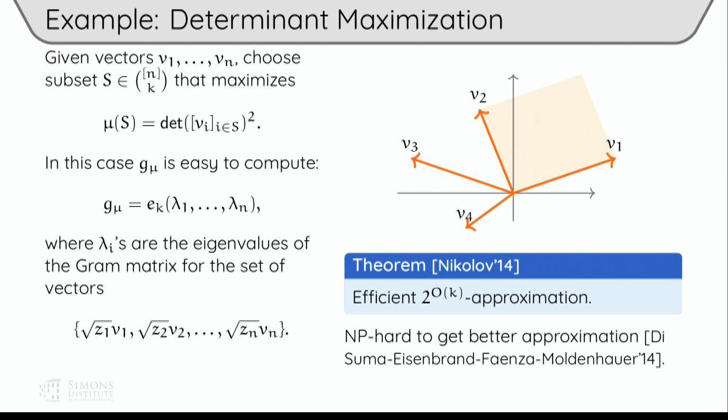This was done by Nikolov in 2014. He showed that we can find a subset of size k that maximizes this determinant up to a factor of 2 to the k. This is also known to be the best approximation possible, assuming complexity theory assumptions. You might think that this is a terrible approximation factor, but you should think of the determinant as a degree k function, and so this is the right sort of approximation. Any questions so far? Feel free to interrupt at any point. What I'm going to show you next is a generalization of this to arbitrary functions whenever the corresponding polynomial has a certain property.